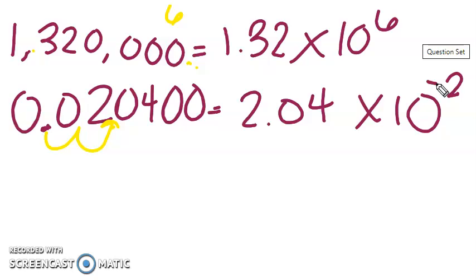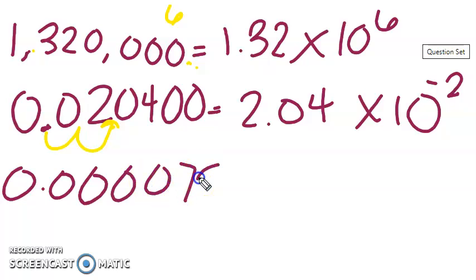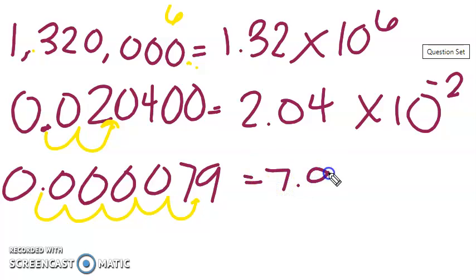Okay, so let's try a couple more. Let's say we have 0.000079. Okay, and we want to put this in scientific notation. So right off the bat, this looks like a little number, so I know my exponent's going to be negative. Okay, so it's going to be 1, 2, 3, 4, 5. So this is going to be 7.9 times 10 to the 5th. But again, we said it was little when it was written out, so it's going to be negative 5.